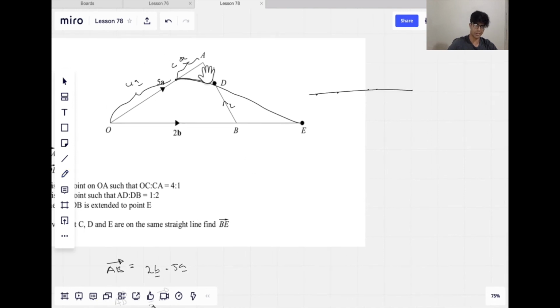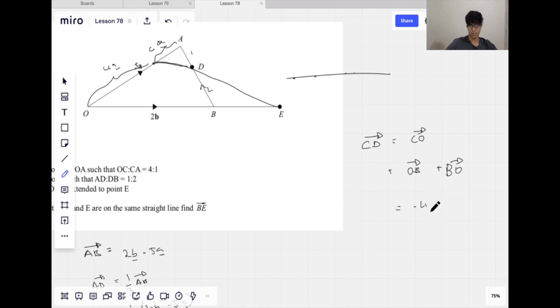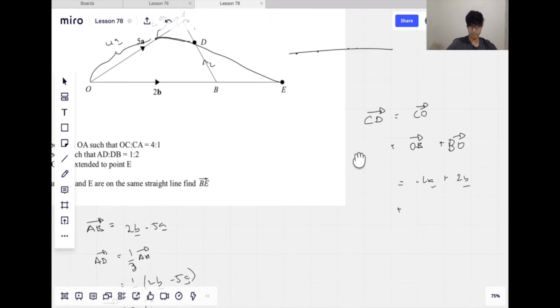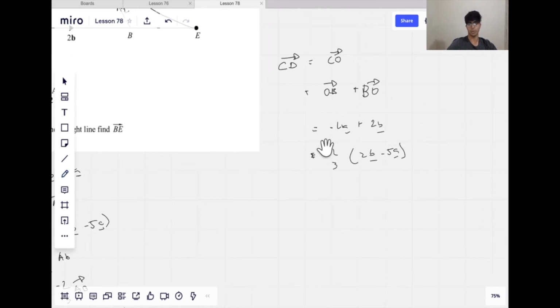Well, we know OC is just 4A. So if we want to go C to D, we have to go C to O, O to B, and then B to D. So CD is equal to C to O plus O to B plus B to D. C to O is minus 4A. O to B is 2B. And B to D is minus 2/3 of 2B minus 5A. There we go.